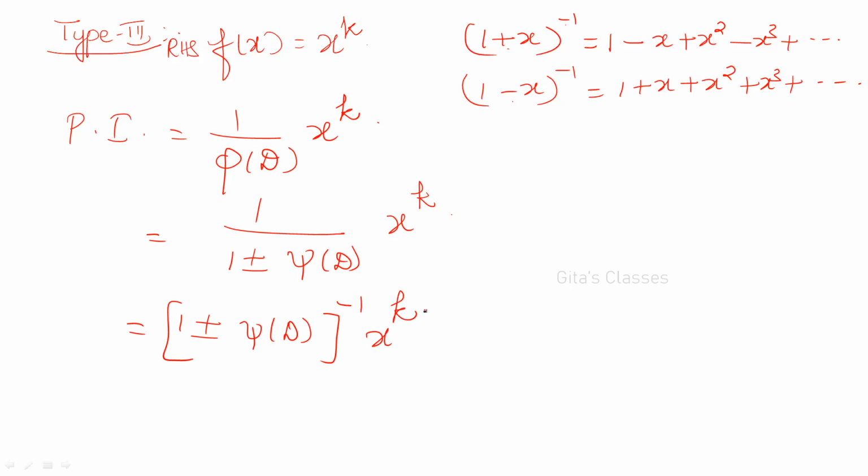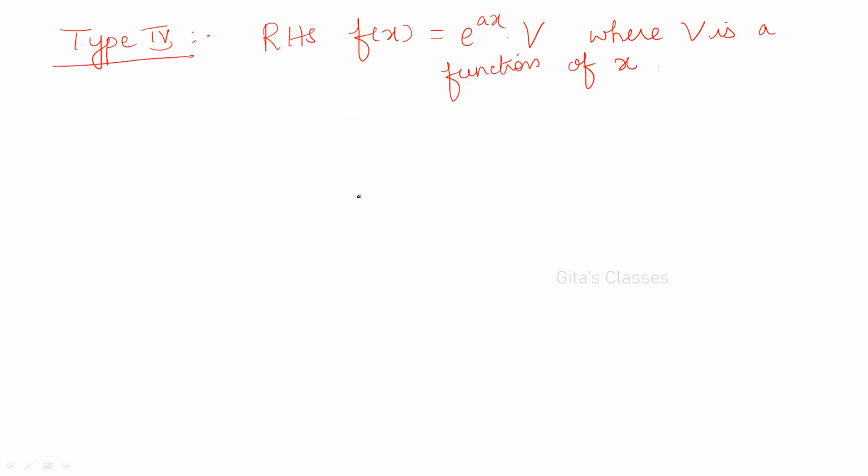Into x power k. Now you have to expand, and according to this binomial expansion, we are going to expand this, and depending on x power k, we will stop according to this x power k, depending on that value. Next is type 4. Right hand side function is a combination of e power ax and v, that is 1 and 2 or 1 and 3.